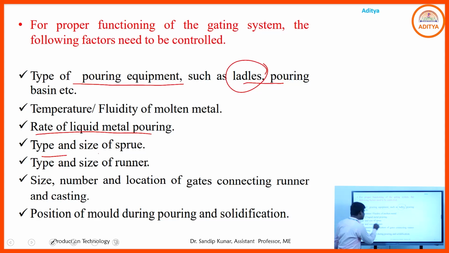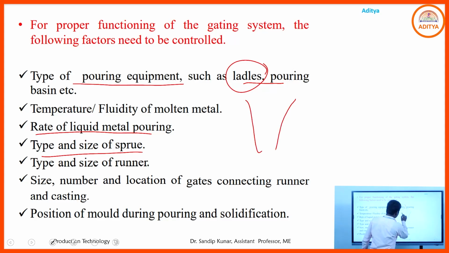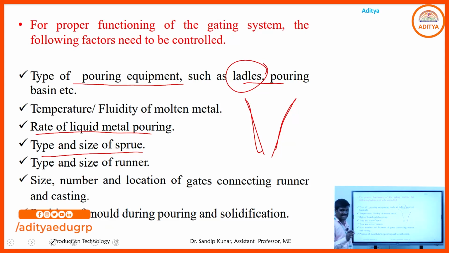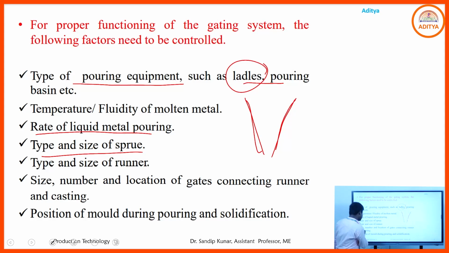Another is the type and size of the sprue. The shape should be conical, and you should not use other shapes. Otherwise the flow of the molten metal is not controlled properly, and it will affect the whole gating system. Another is the type and size of the runner, which is horizontal in shape, and that also depends upon the flow of the molten metal.